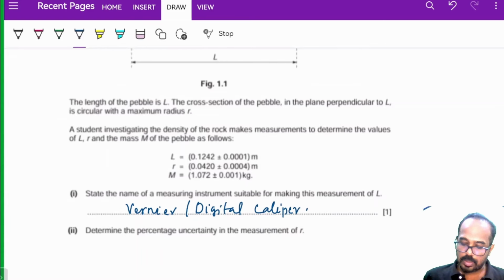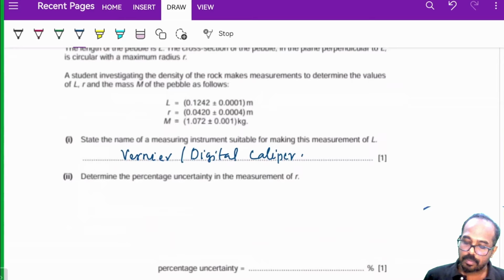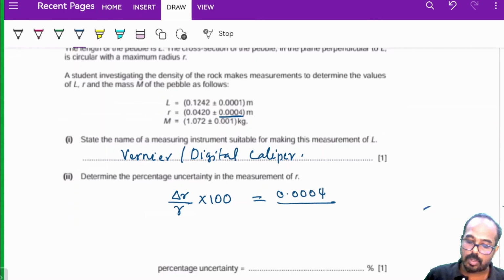Okay, next part is determine the percentage uncertainty in measuring the radius. Delta R upon R is the fractional uncertainty in measuring R. You multiply it by 100, you will get it, right? So this will be the percentage uncertainty in R, which is equal to delta R, the absolute uncertainty here, 0.0004, upon the average value of the measurement of R, which is 0.0420.